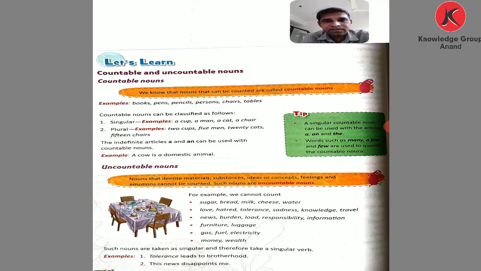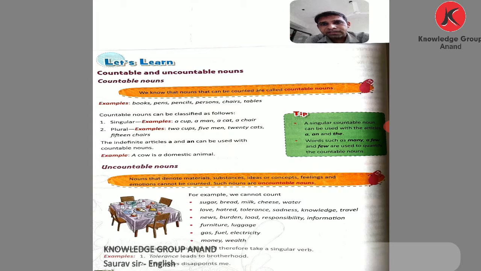Okay, now see here given a tip. What tip? A singular countable noun can be used with the articles a, an and the. A and an are indefinite articles and the is the definite article. We can use the indefinite article with a singular noun. And words such as many, a few and few are used to quantify the countable noun, showing that we count it. Okay, quantify it. Many, a few and few.